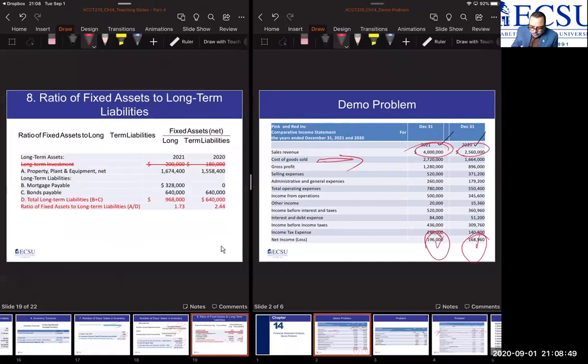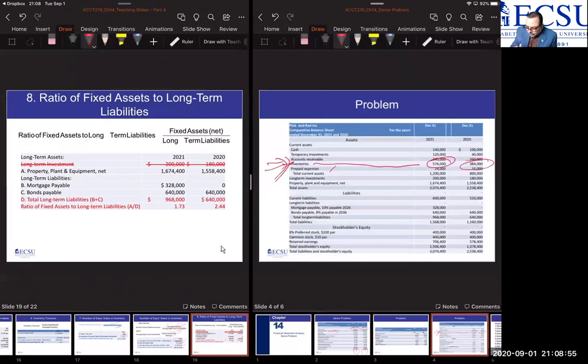So property, plant and equipment was given. So that one again, I'll have to go to the balance sheet. You can see this one here, property, plant and equipment was 1,674,400 and 1,558,400. So those are your property, plant and equipment given to you.